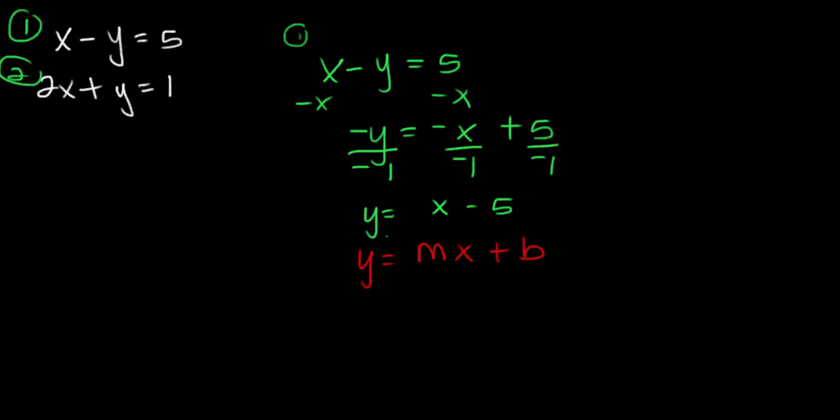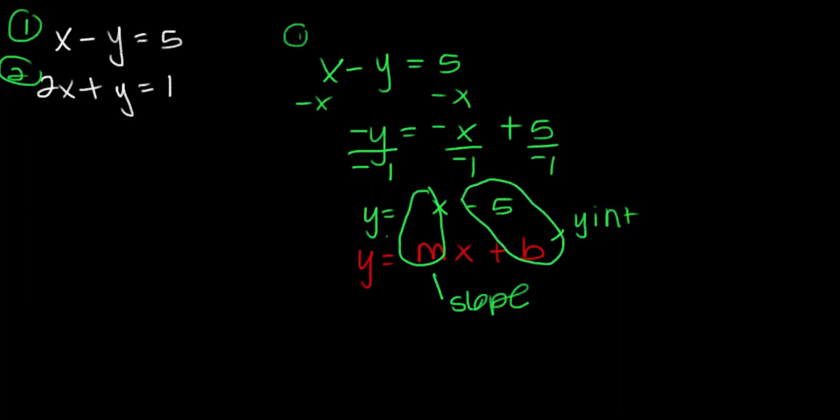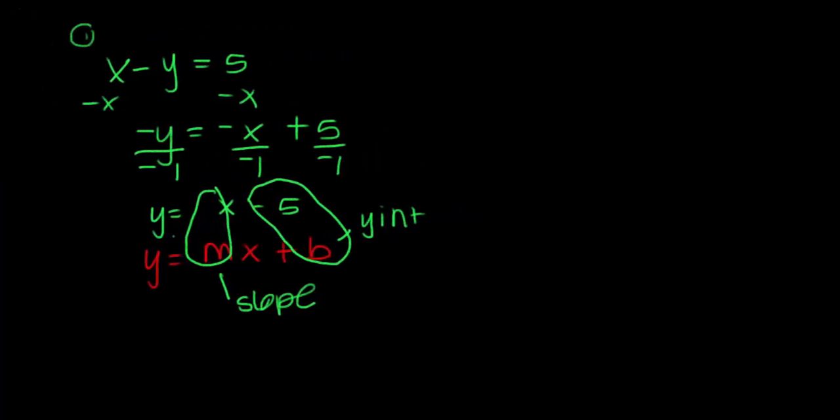When we're in this form, the number paired with the x, the m, is the slope, and the number paired with the b is the y-intercept. This means this is where we cross the y-axis. So our m in this case is 1 because there's not a number in front of the x, and it looks like we cross the y-axis at negative 5. So let's do equation 2.